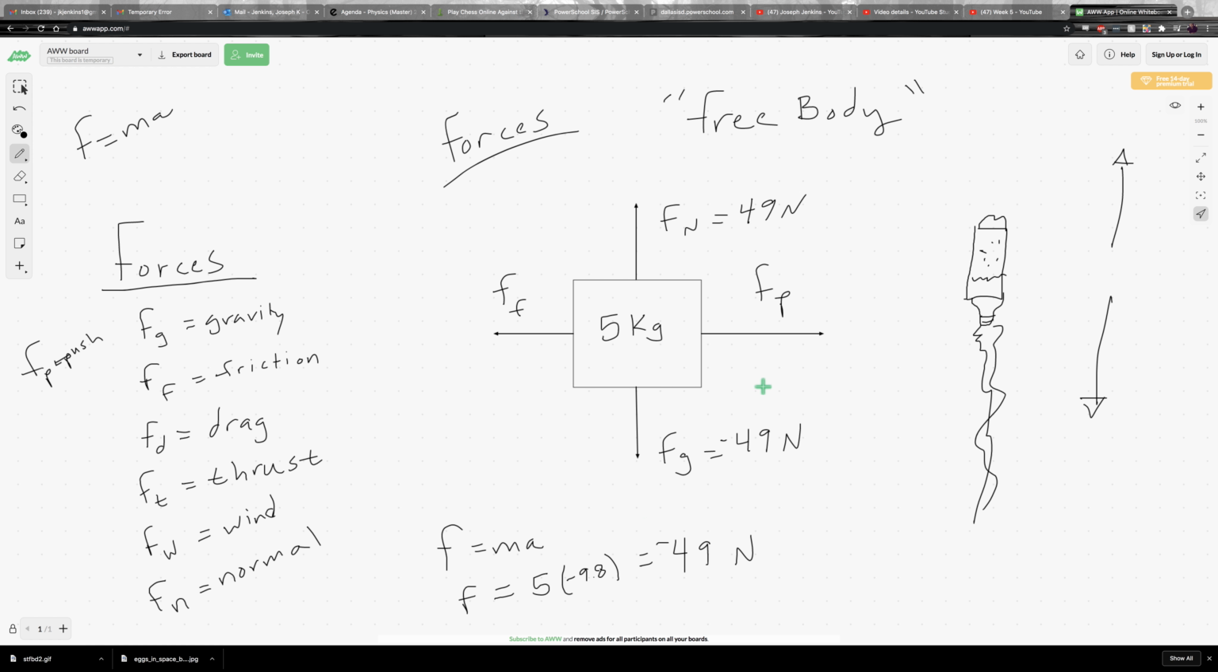Now that wouldn't be the case if it was too heavy for the chair and the chair broke. Then there would be a net force. The gravity would take over, and that would be what's winning, and this would be 0. But that's not the case here.